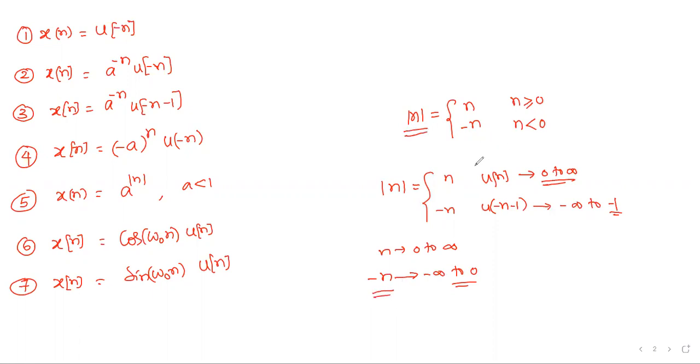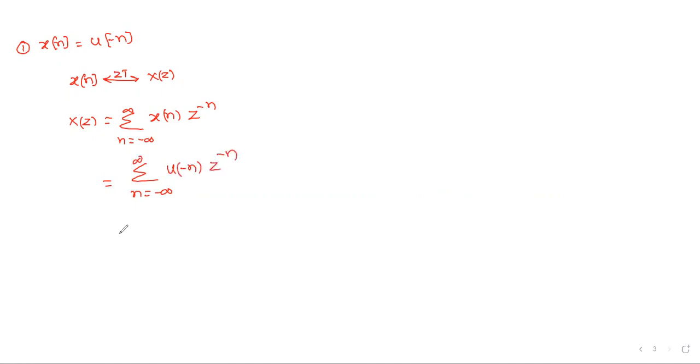The limits, basically we are getting confused. Okay, now x of n equal to u of minus n. So now we know that the z transform of x of n is x of z. What is x of z? X of z equal to summation n equal to minus infinity to infinity x of n z power minus n. What is x of n? It is u of minus n, so summation n equal to minus infinity to infinity u of minus n z power minus n.